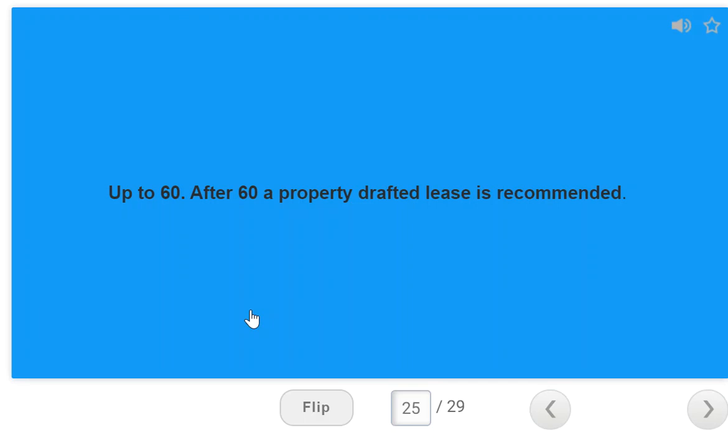The post-closing occupancy agreement form is intended to address major risk and responsibilities of a delayed possession following closing and should be completed at the time of the contract. And then anything after 60 days, you should really get a solid lease drafted.